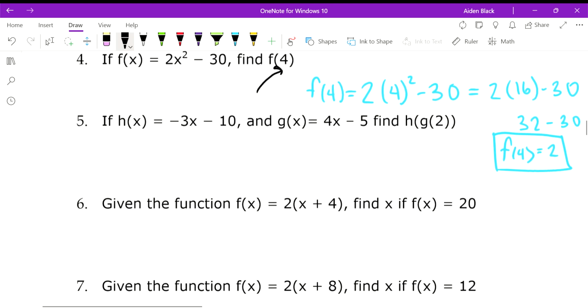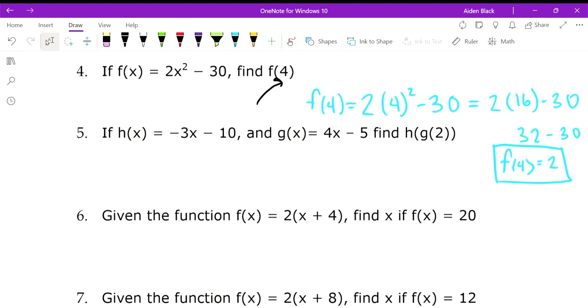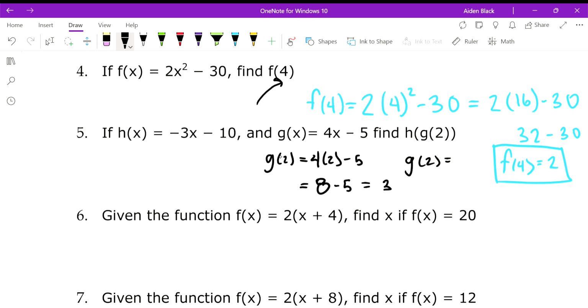Alright, let's look. If h of x is equal to negative 3x minus 10 and g of x is equal to 4x minus 5, find h of g of 2. So what we can do is, first we'll plug in 2 for x in our function g of x. And then we can plug whatever we get into our h function for x. So we get 8 minus 5, which is 3. So g of 2 equals 3.